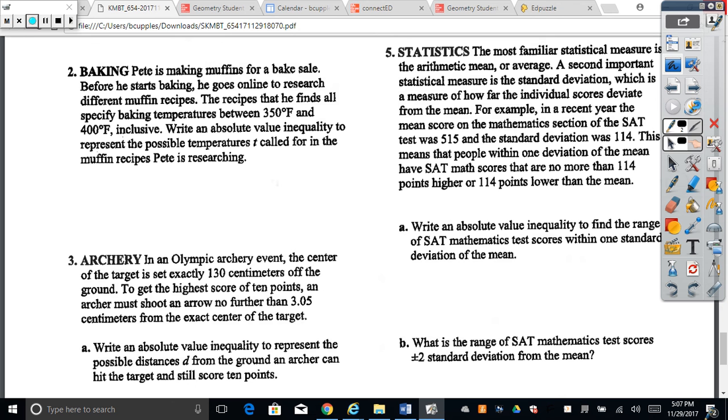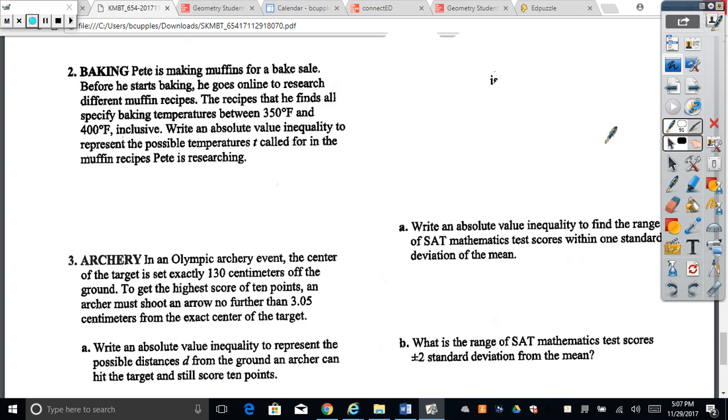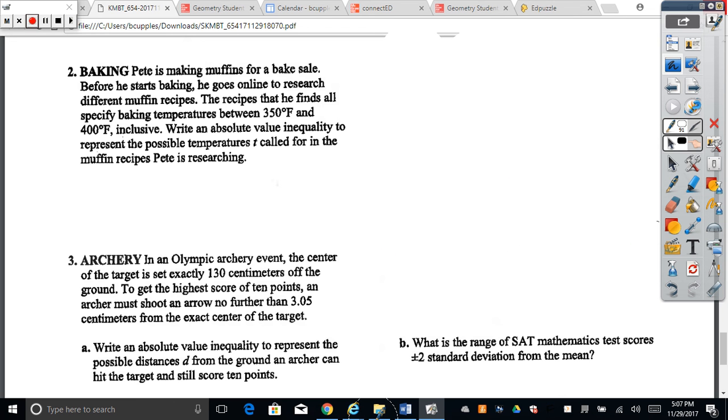All the temperatures lie between 350 and 400. So maybe I do something like this. Let me get rid of this, make this real big, and write right over the top of this. Okay? All right. So on my number line, all of our values are between 350 and 400, okay? They don't include 350 and 400. They're between 350 and 400, okay?